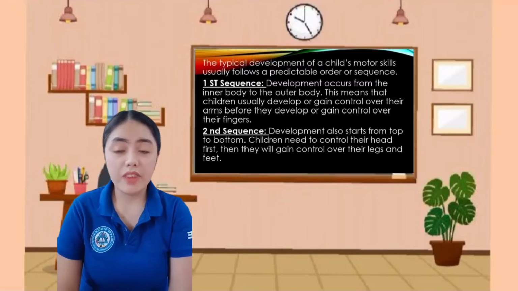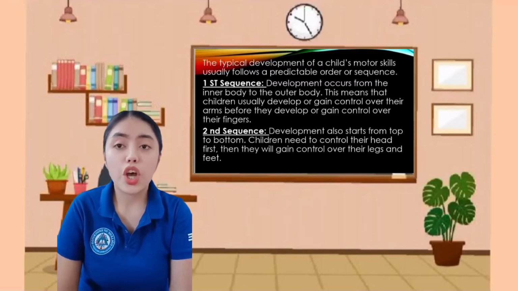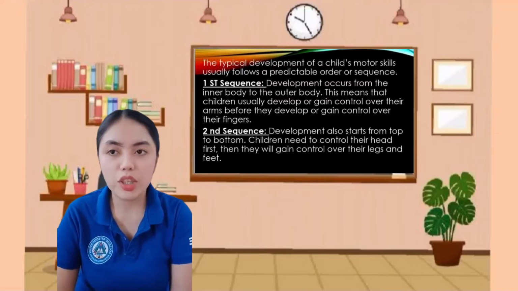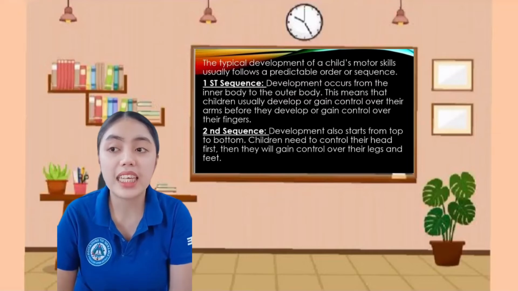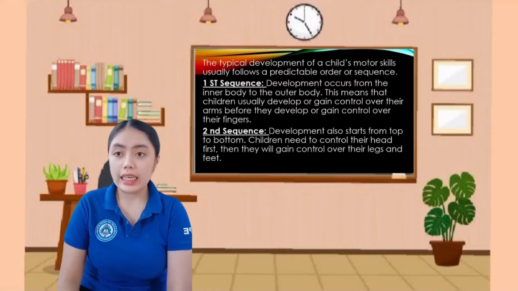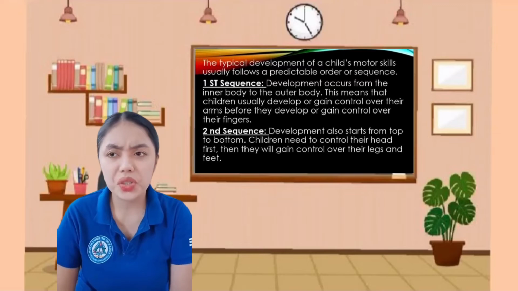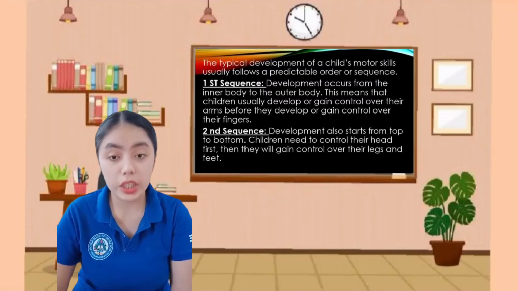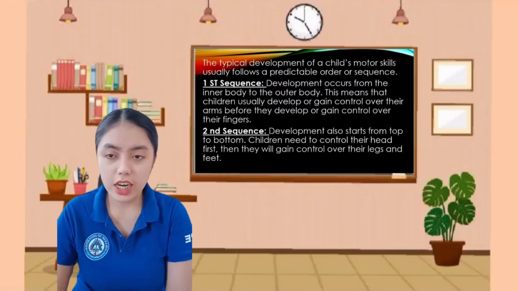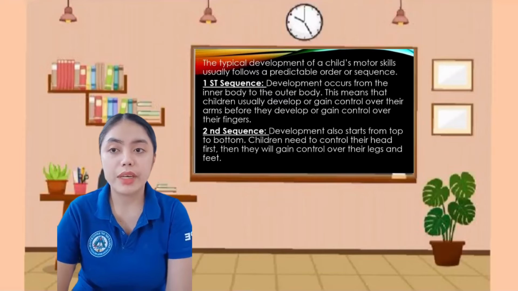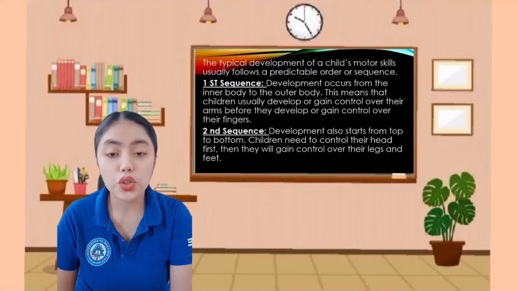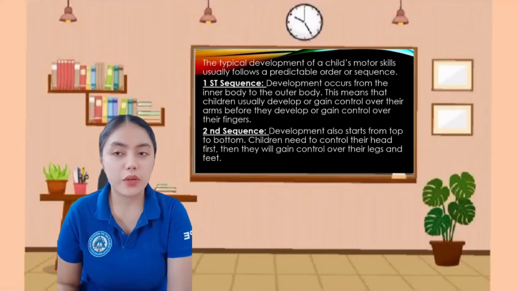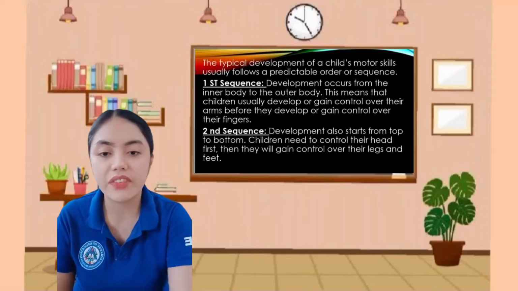The typical development of a child's motor skills usually follows a predictable order or sequence. The first sequence of development occurs from the inner body to the outer body. This means that children usually develop or gain control over their arms before they develop or gain control over their fingers. And the second sequence of development goes from top to bottom. Children need to control their head first, then they will gain control over their legs and feet.